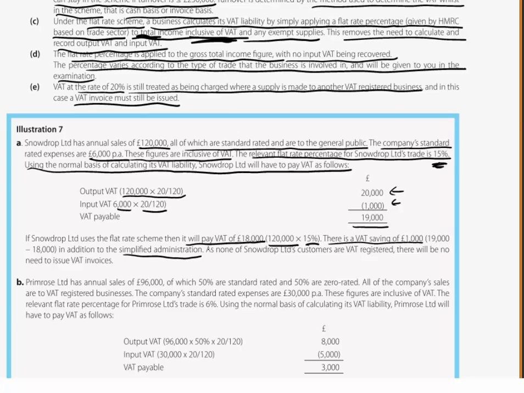Again, calculating VAT each return period now is very simple, just 15% of the VAT inclusive figure of sales for the period. None of Snowdrop Limited's customers are VAT registered, they're just members of the public, so there'll be no need to issue VAT invoices. A more simplified, simple invoice may be issued there. So again, another administrative saving.